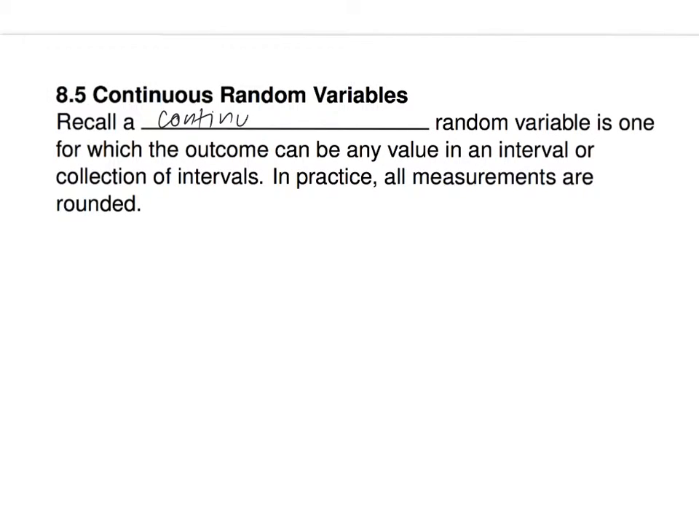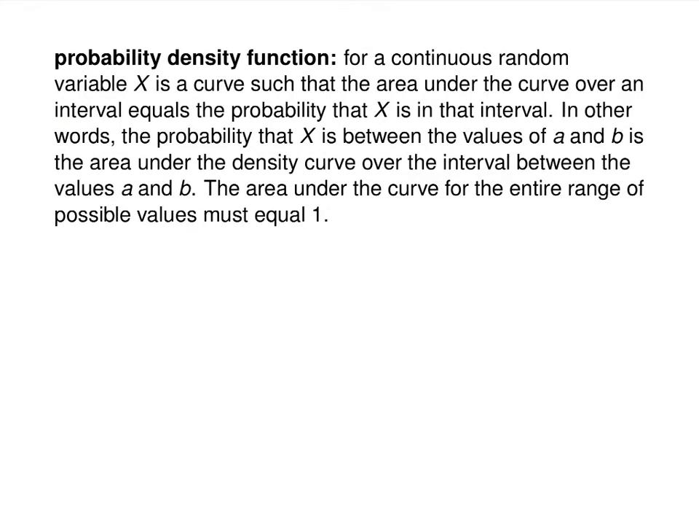Anyhow, that's a continuous random variable. The other ones we were talking about before were discrete variables, right, where only whole number values were possible. For those, you had tables, and the stuff in the table had to add up to 1. Does that make sense? For continuous things, you're going to have functions. This is called a probability density function, and it's a curve such that the area under the curve over an interval is the probability that x is in that interval.